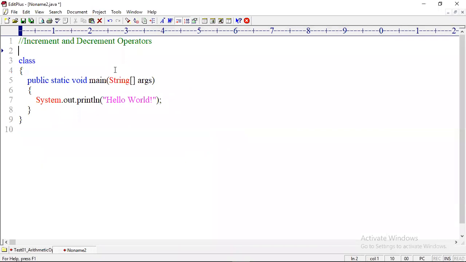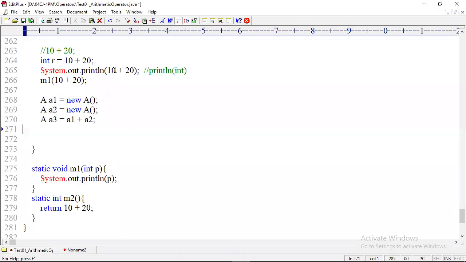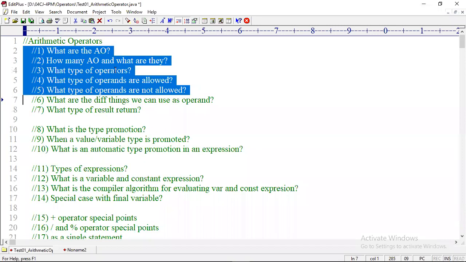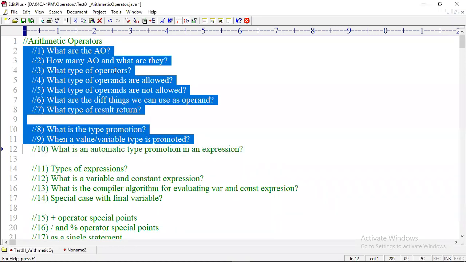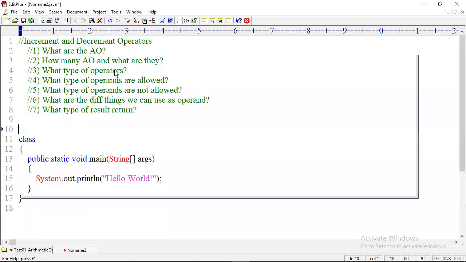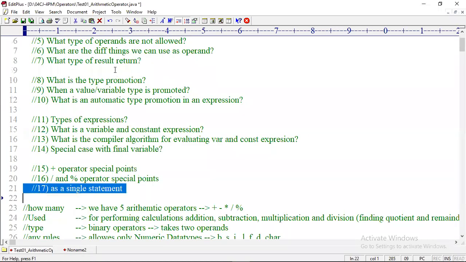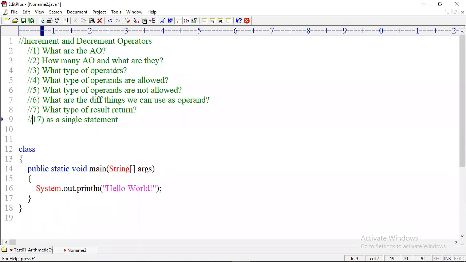Now tell me, what are the points we must learn with every operator? With every operator, we must learn these points. What type of operator? What are the increment and decrement operators? Increment and decrement operators are calculation operators.